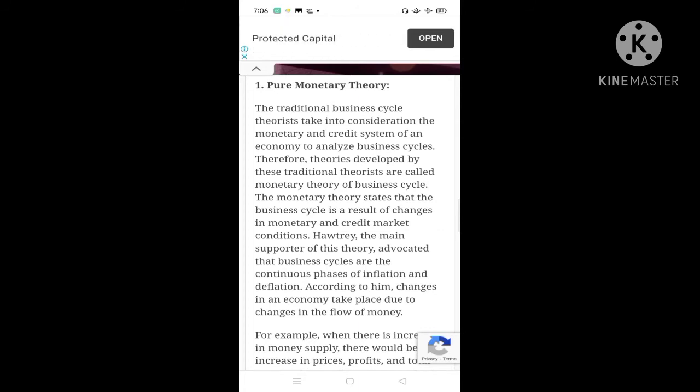The monetary theory states that the business cycle is a result of changes in monetary and credit market conditions. Hawtrey, the main supporter of this theory, advocated that business cycles are the continuous phases of inflation and deflation. According to him, changes in an economy take place due to changes in the flow of money. So, the main advocate of monetary theory of business cycle is Hawtrey.